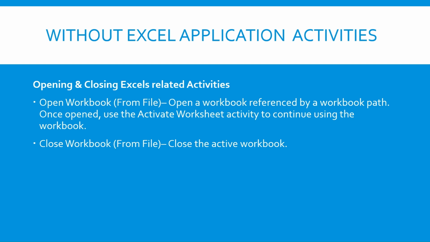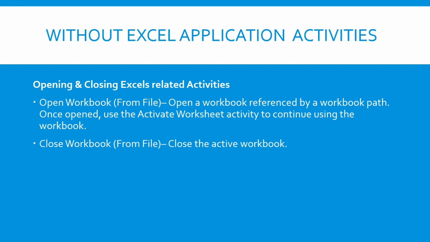Open Workbook from File activity. As you can see, it opens a workbook referenced by a workbook path. Once opened, use the activity Activate Worksheet to continue using the workbook. So, in this case, we mandatorily require Activate Worksheet after the activity Open Workbook from File in order to use that Excel file. We use the activity Close Workbook from File to close the active workbook.